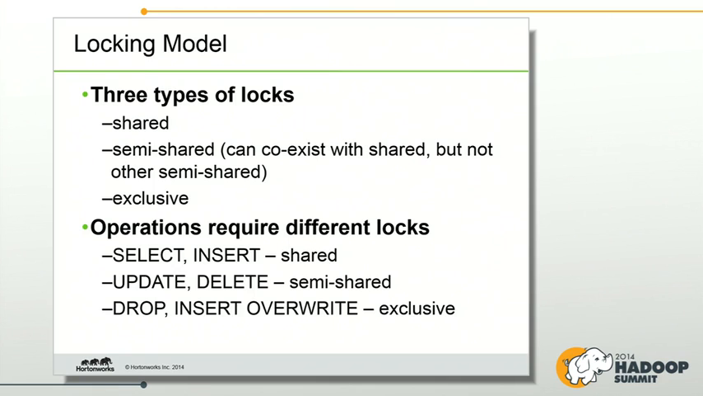So select and insert can work with shared locks. Why select works with shared locks is obvious, right? You can have as many readers as you want at a time. Since Hive doesn't have any uniqueness constraints, it has no primary keys, insert can always be shared as well. There's no conflict in multiple writers pouring records into a partition or a table at the same time, because they can't conflict. Update and delete is where we need semi-shared locks, right?